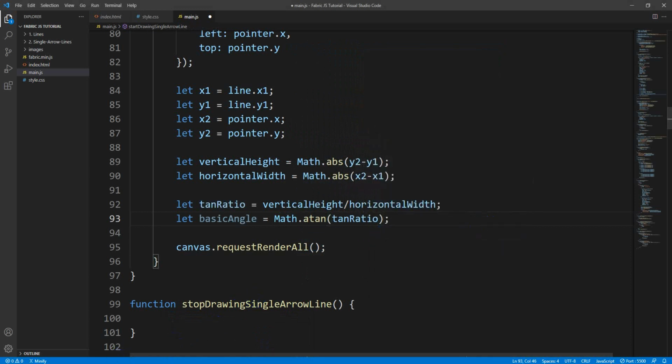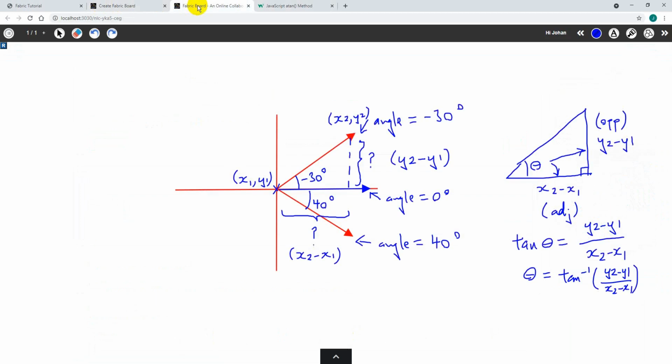If we go to our board over here, the tangent ratio is this. Now, if I just want to find the angle, I have to find the inverse tangent of this value. So in our code, it is actually Math.atan of this value.